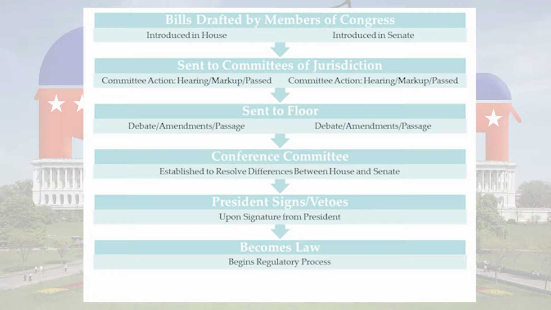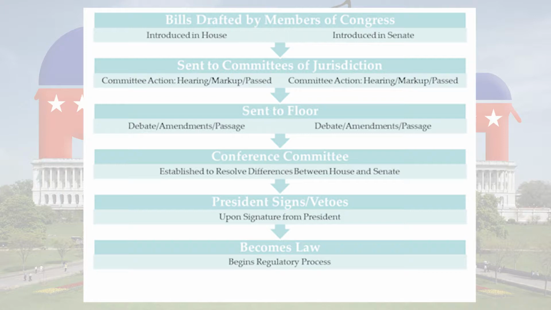So once a bill gets introduced in either the House or the Senate, it is then sent to a committee of jurisdiction. The committees then have a series of actions that must be taken, which we will address in our next slide: a hearing and a markup. Once passed out of the committees of jurisdiction, they are sent to the floor, where they are debated, further amended, and passed.